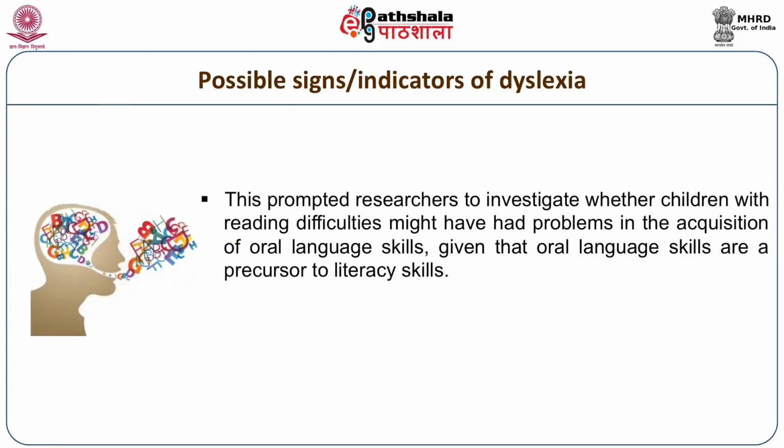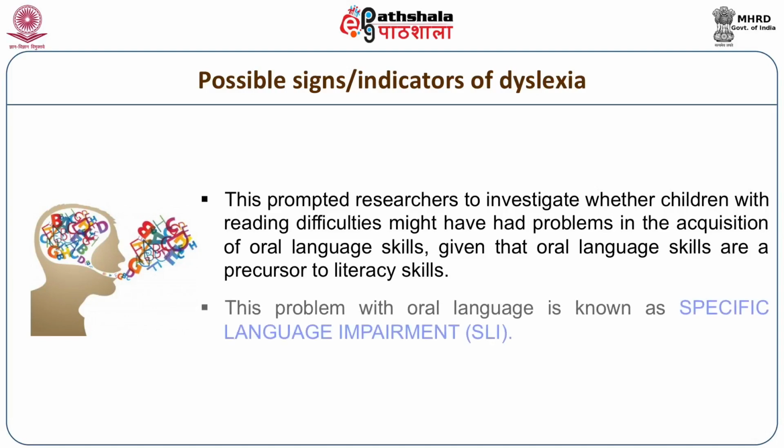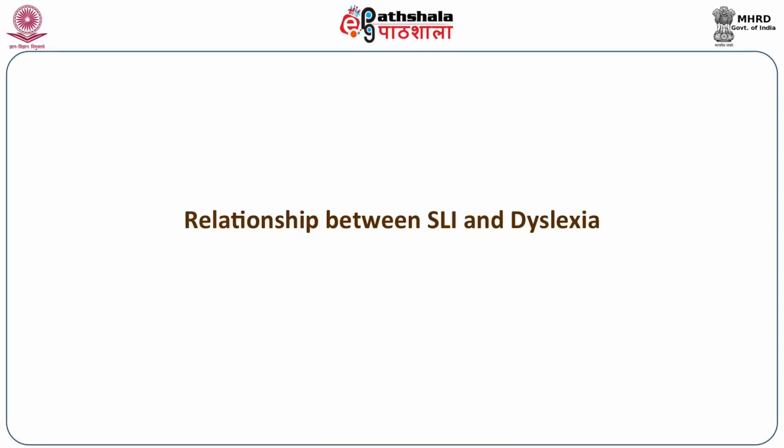This prompted researchers to ask the question, if children had a problem with reading and writing that they were exhibiting in the classroom, did they have problems with spoken language when they were younger? Since oral language skills are the precursor to literacy skills. And the answer is yes. Research has shown that children with dyslexia are often children who have had problems with oral language. And this problem with oral language, as we know it today, is called specific language impairment. And it came to be noticed when children began to show a broad delay in oral language acquisition for no apparent reason. So, what is the relationship between dyslexia and SLI?